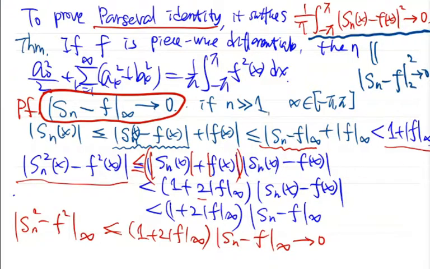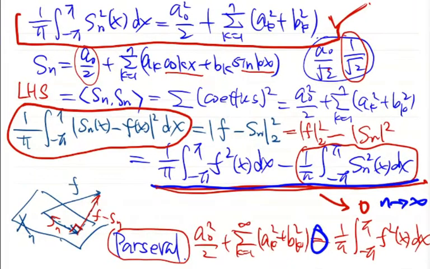Okay, so the Parseval identity is equivalent to the L2 convergence of Sn to f. Although we have not said this, it is easy to see. Look here: the Parseval identity is precisely that the right-hand side goes to 0, and the right-hand side going to 0 is precisely that the L2 norm of Sn minus f goes to 0.